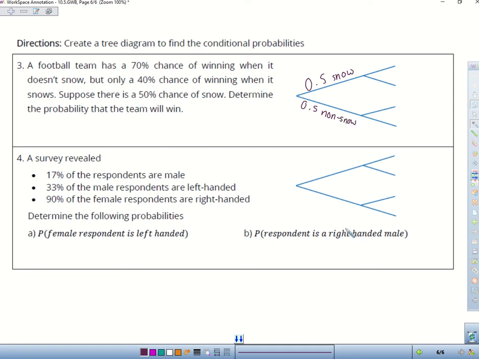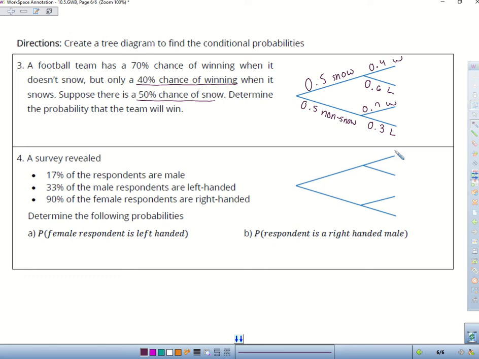Okay. So from here, if it snows, what's the chance of winning? 40. 40 is a win, which means what's the chance of a loss? 60%. Good. Now if it doesn't snow, what's the chance of winning? 0.7. Good. And what's the chance of losing? 0.3.